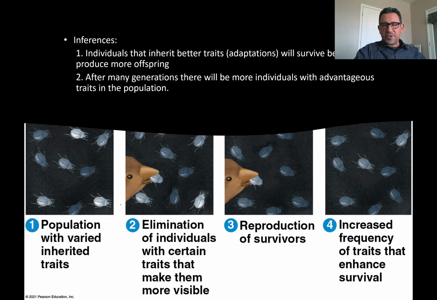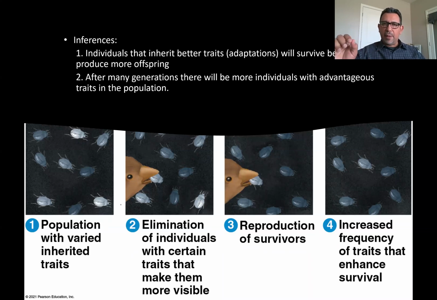He proposed that individuals inheriting these beneficial traits, which we call adaptations, are going to have a greater chance of surviving. How do they survive? Well, they are better fed. They can escape from predators better. They're going to be better able to secure shelter and resources. And consequently, they are also going to end up producing more offspring.